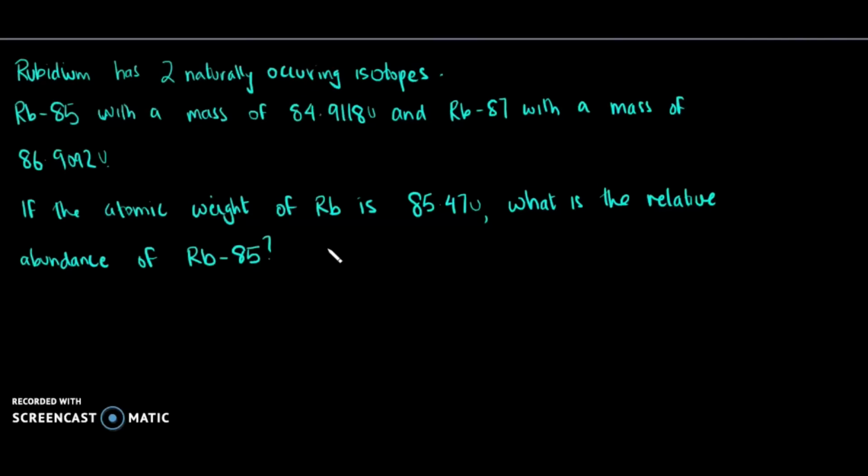Rubidium has two naturally occurring isotopes, rubidium-85 with a mass of 84.9118 U and rubidium-87 with a mass of 86.9092 U. If the atomic weight of rubidium is 85.47, what is the relative abundance of rubidium-85? So before we start solving this, let's refamiliarize ourselves with a few things.